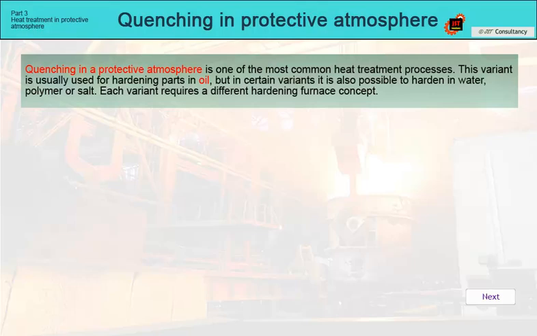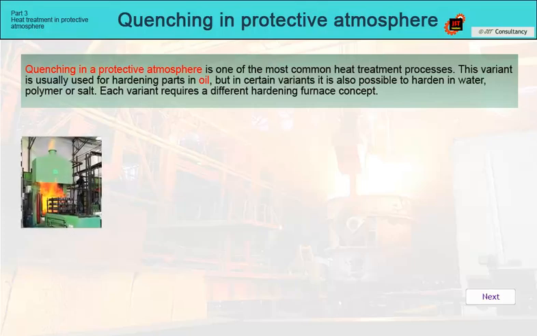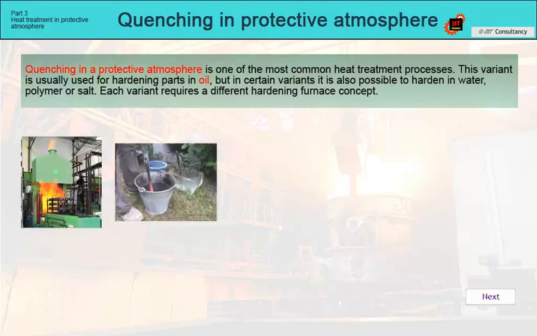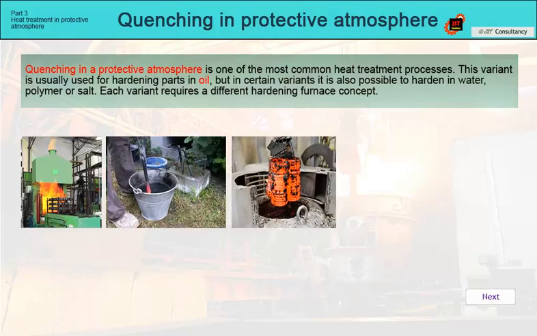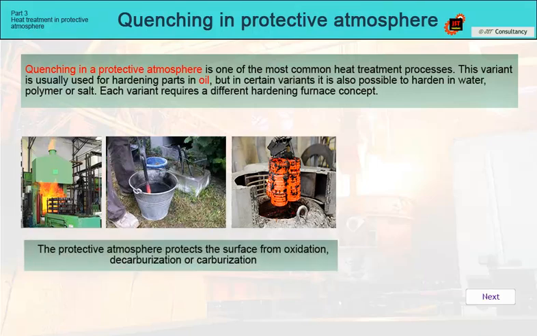This variant is usually used for hardening parts in oil, but they can also be quenched in water, polymer, or salt. Each variant requires a different hardening bath, and sometimes a different furnace concept. The name of this type of processing is connected with the fact that the heating of the load, and in some cases also the quenching, takes place in a protective atmosphere, which has the task of protecting the parts from oxidation, decarburization, or carburization.